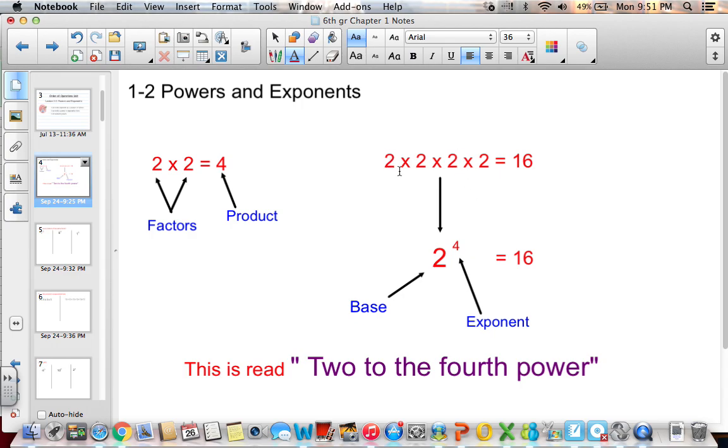And basically that's saying 2 is our base, 2 is the number that is being multiplied, 4 is how many times it is being multiplied, and then 16 is our product. So this little 4 is our exponent. We write our base an average size or bigger, and then we write the exponent just up to the right hand corner of it, nice and little. So then we read it 2 to the 4th power equals 16.